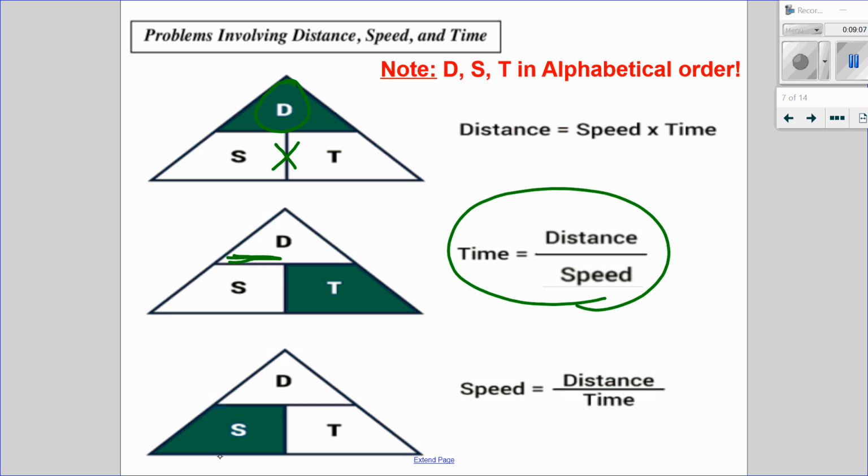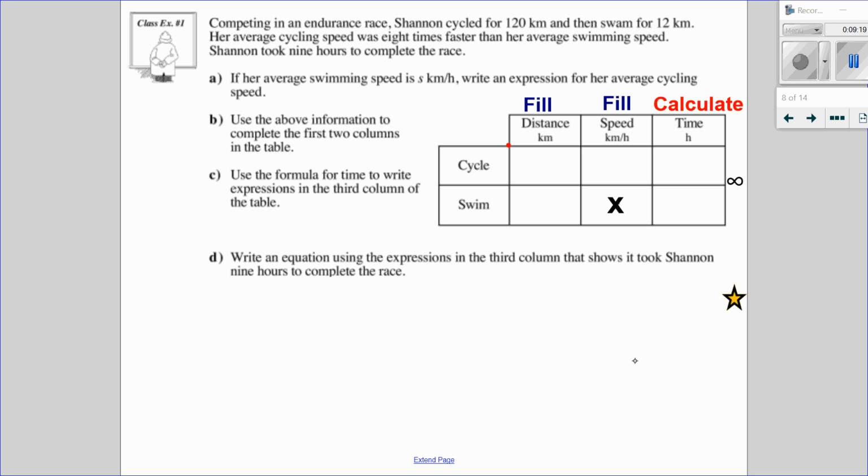And same thing for the s on the other side. If I'm solving for s, equals distance over time, and you can see that there. Okay, so that can help you guys to figure out the formulas for distance, speed, and time. So let's try this question.